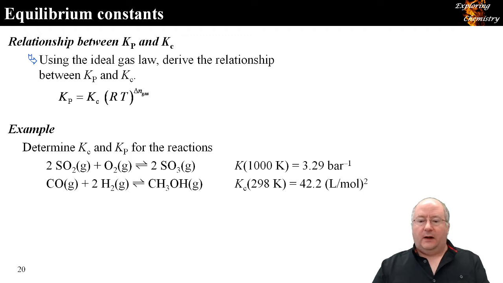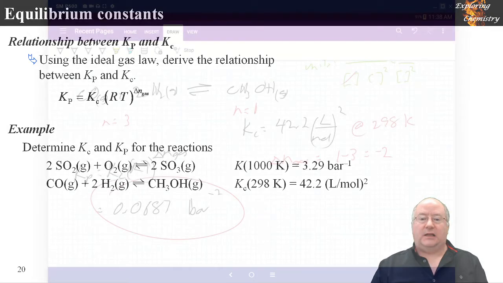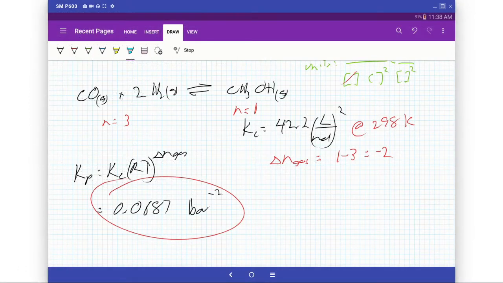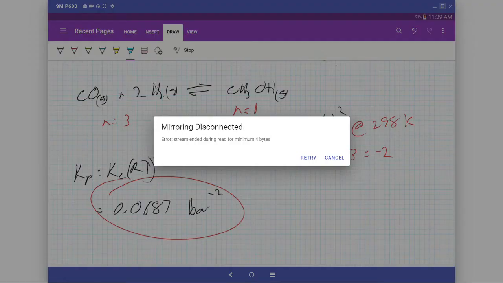All right, well, I'm not going to spend any time on it in class. I will just present this here. This is what the final expression is, and this isn't relevant to that. So the answer for Kp is 0.0687.